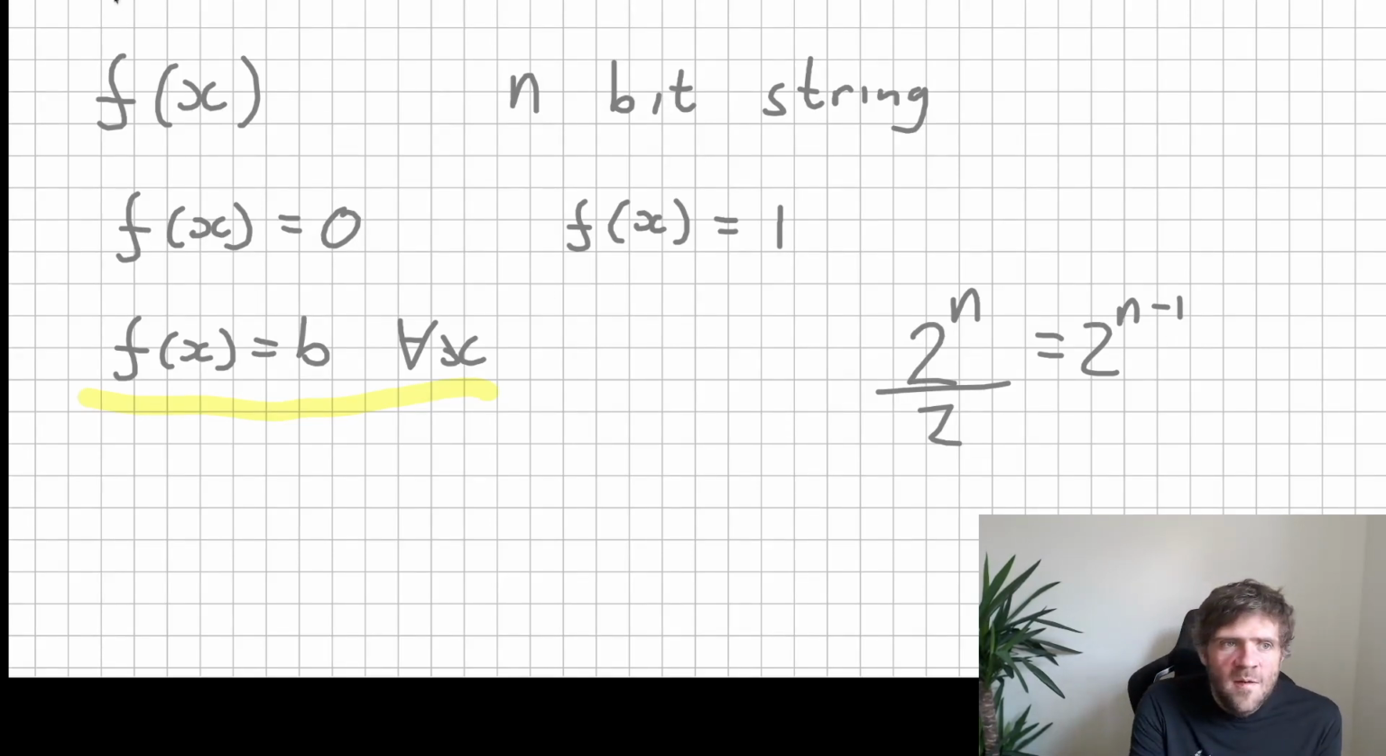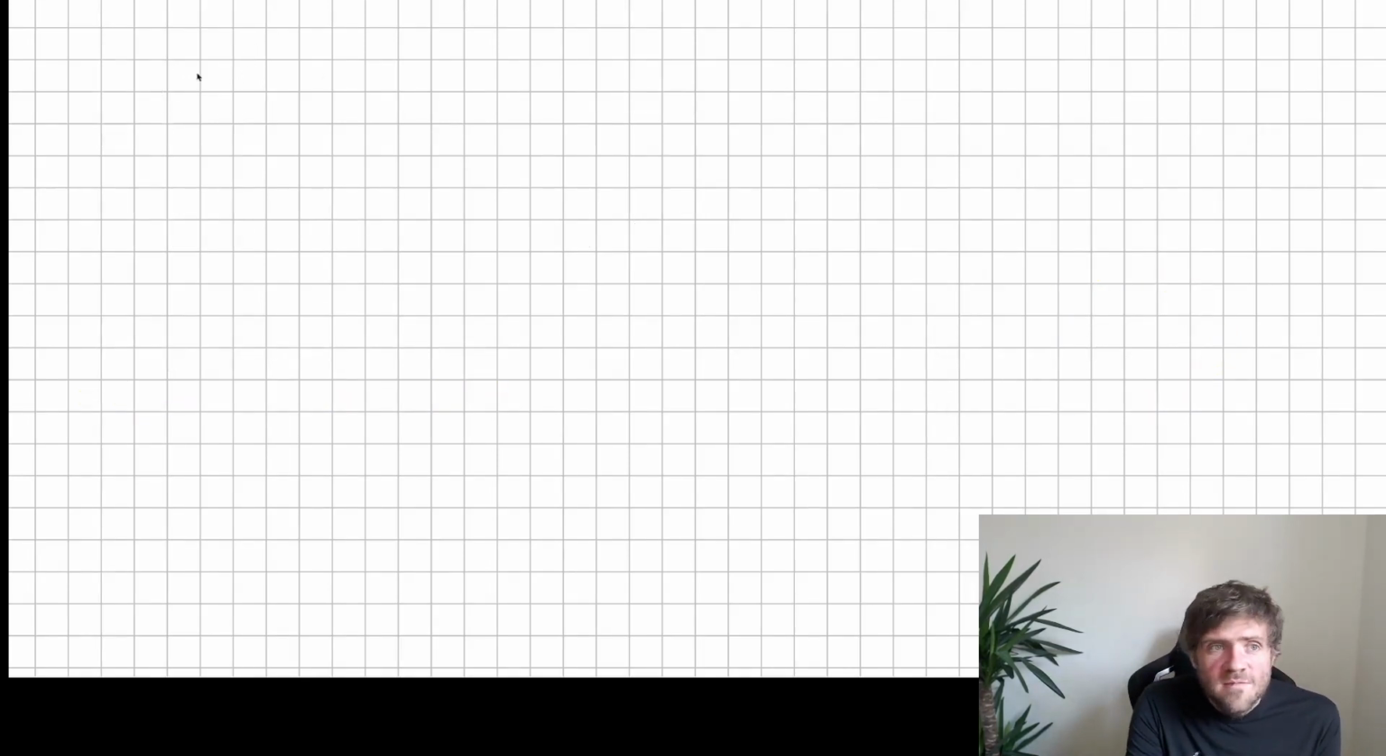So the number of queries we need in the worst case, or indeed in every case if we want absolute certainty of whether this is constant or balanced, increases exponentially with the number of bits, which is quite bad. It's not really what we would prefer in terms of computational complexity. So now let's think about what we can do quantumly.